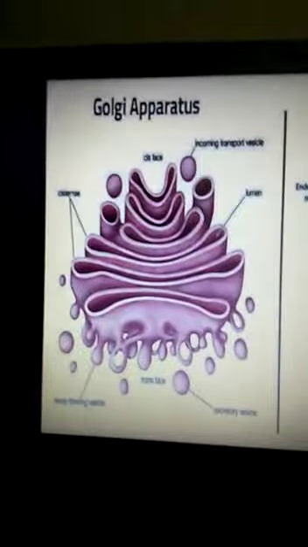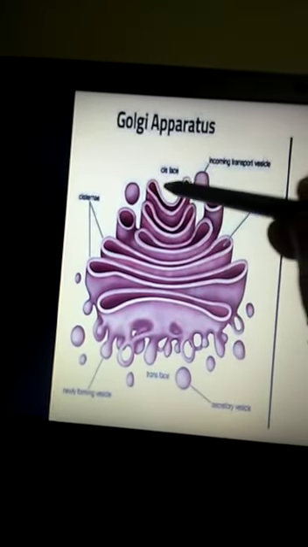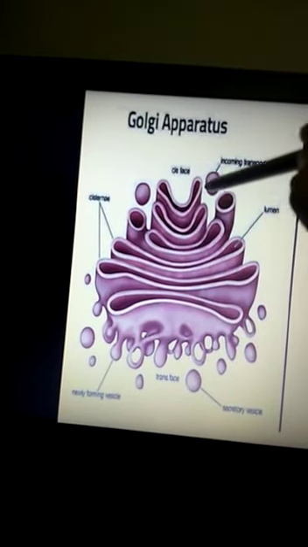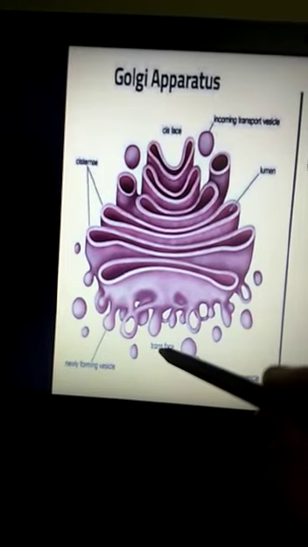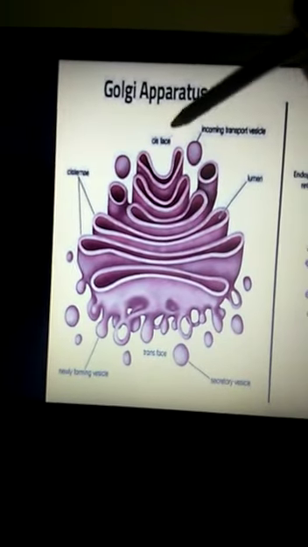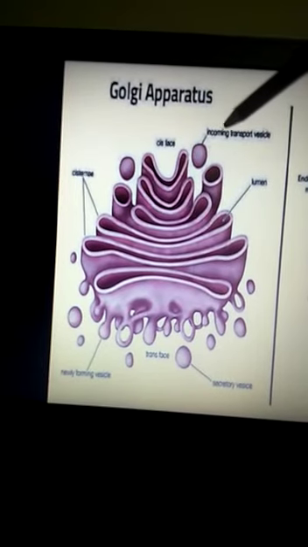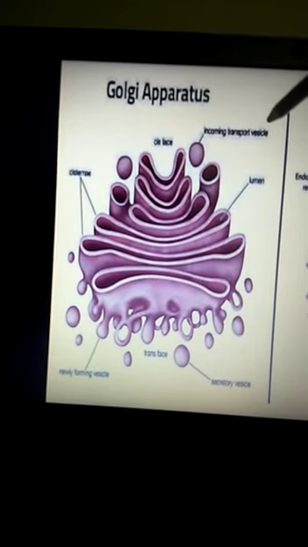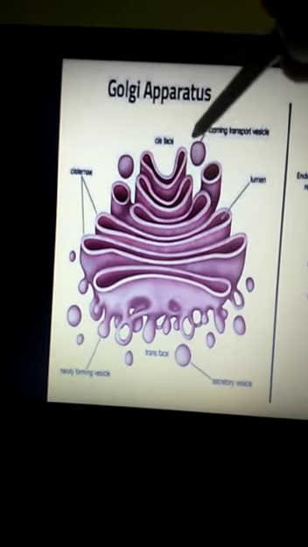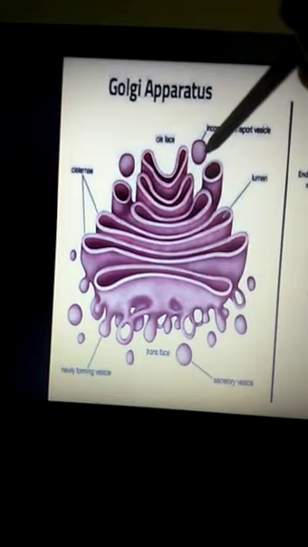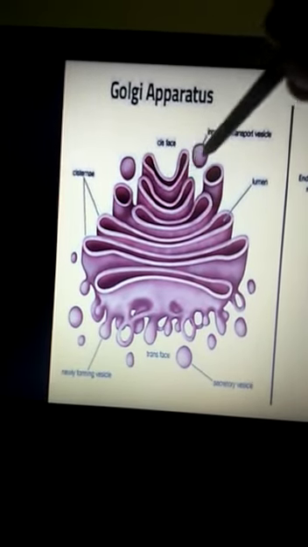If you see the proper structure, you can see the complete structure is divided into two phases. This part is known as the cis phase, CIS, and this part is known as the trans phase. Any manufactured product made in the endoplasmic reticulum will come towards the cis phase in this globule-like structure and will fuse with the membrane of the Golgi apparatus in its cis phase.